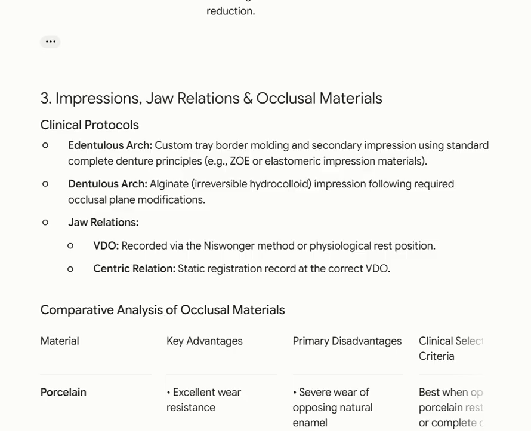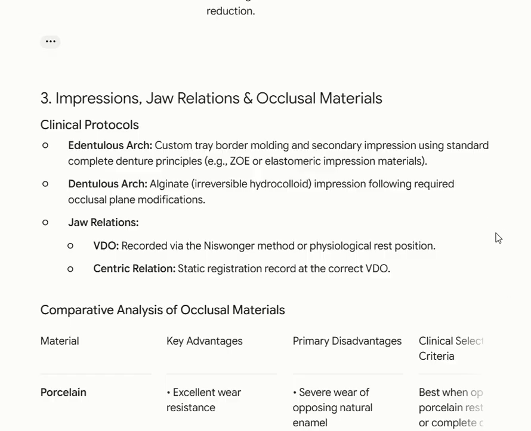Clinical protocols. Edentulous arch: custom tray border molding and secondary impression using standard complete denture principles, e.g., ZOE or elastomeric impression materials. Dentulous arch: alginate, irreversible hydrocolloid impression following required occlusal plane modifications. Jaw relations: VDO recorded via the Niswonger method or physiological rest position. Centric relation: static registration record at the correct VDO. Comparative analysis of occlusal materials.